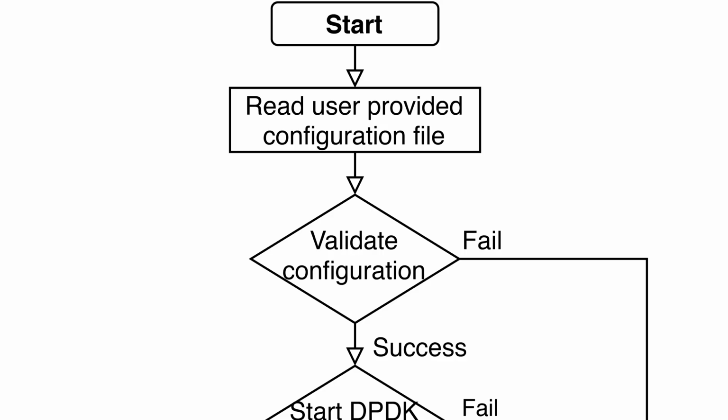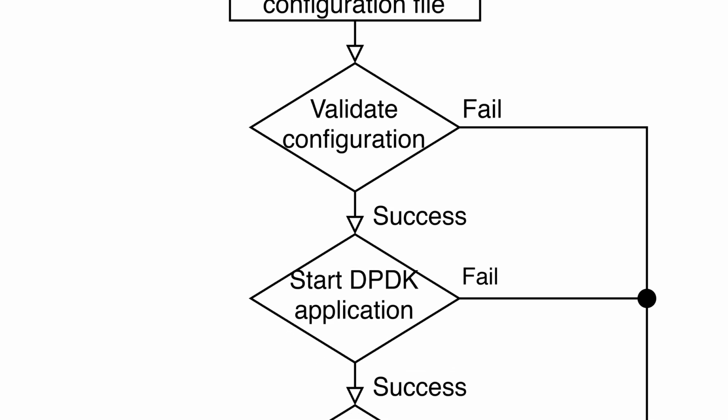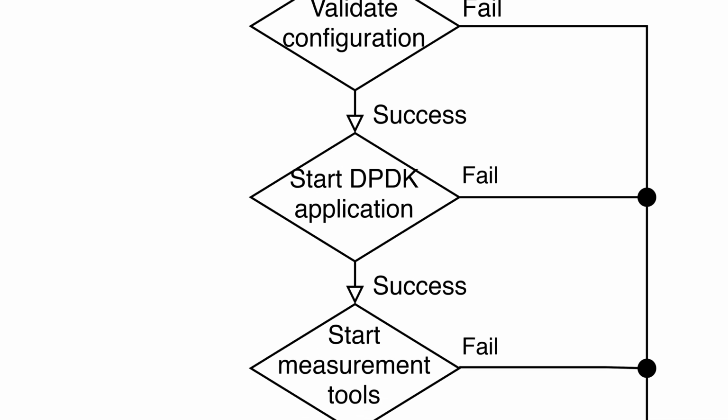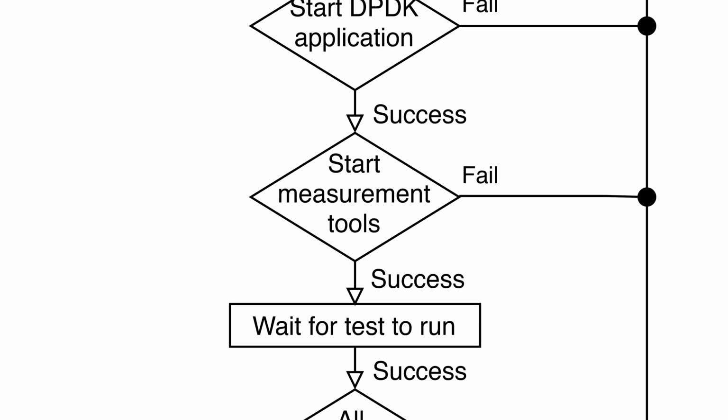This tool will be very feature-rich, but from a high level, the logic for the tool can be broken down into simple switch flow logic. Firstly, the tool will read in and validate the user-supplied configuration files that will be used to set up the tests. If any of these steps fail, the application will abort. If successful, the DPDK application being analysed will be started. Next, the measurement tools being used will be started.